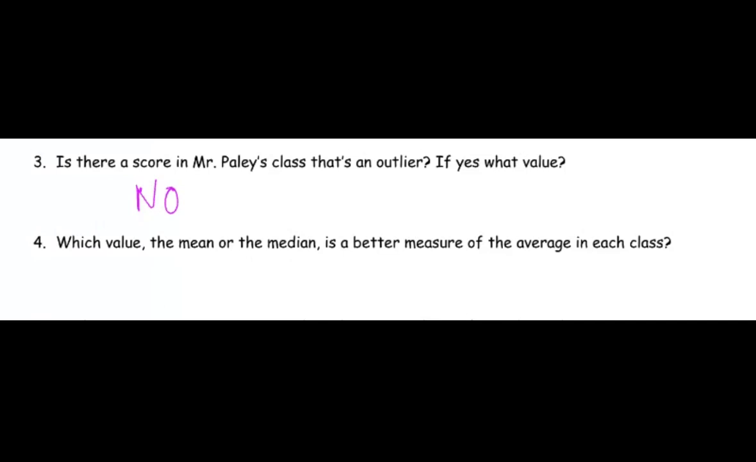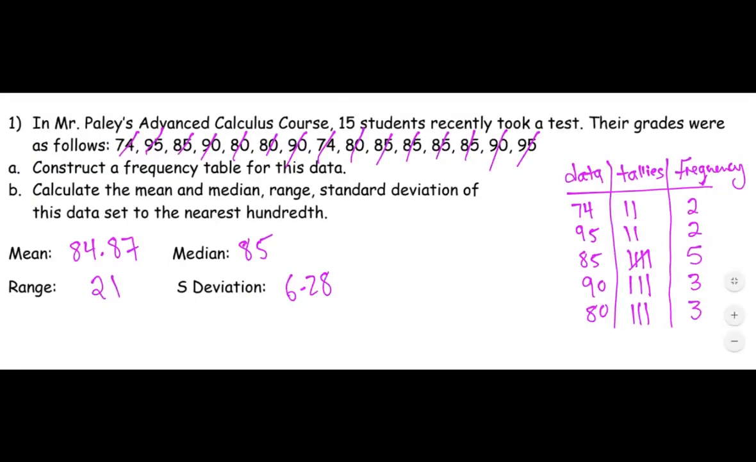Which value, the mean or the median, is a better measure of the average in that class? Because we don't have an outlier, the mean is going to be a better measure of the average. Now I want you to try and do number 2 by yourself.